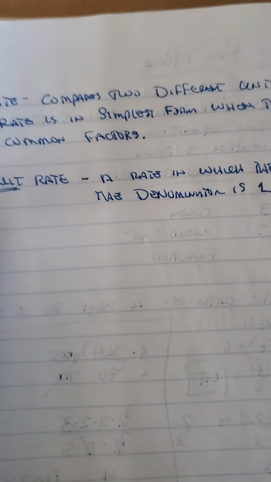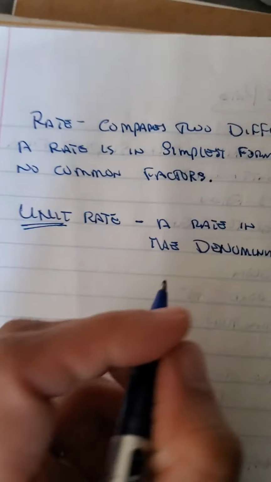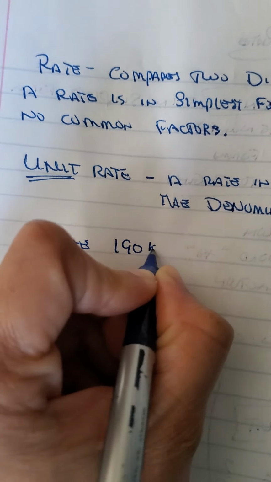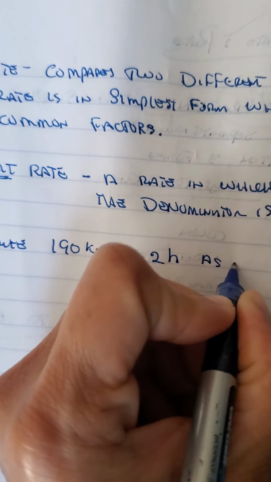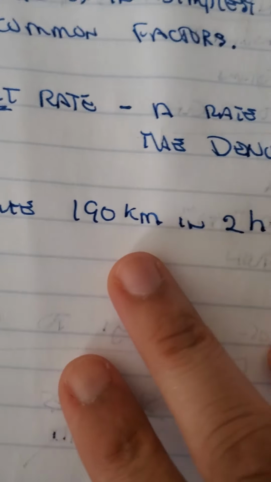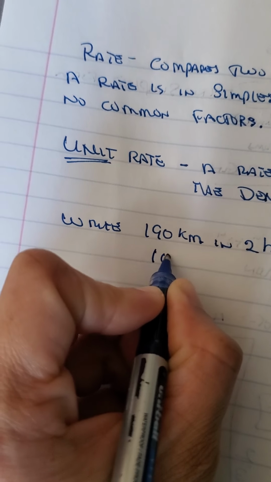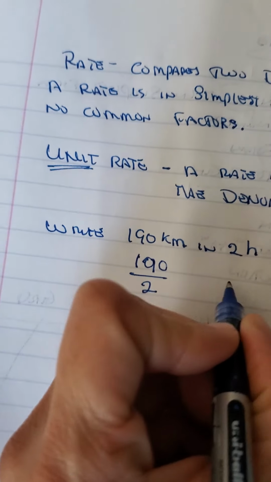The denominator usually ends up with 1, so there's no reducing of any fraction here. It's in simplest form, or you're looking for 1. So for example, they would ask a question like, write 190 kilometers in 2 hours as a unit rate. What they're actually asking for is, if it's 190 in 2 hours, what it is in 1 hour. That's basically what they're saying, right? And you can do that by division. You remember, you set it up as a fraction.